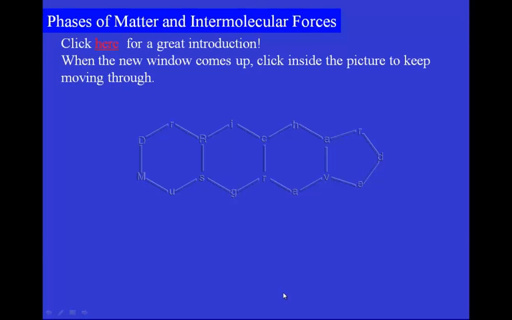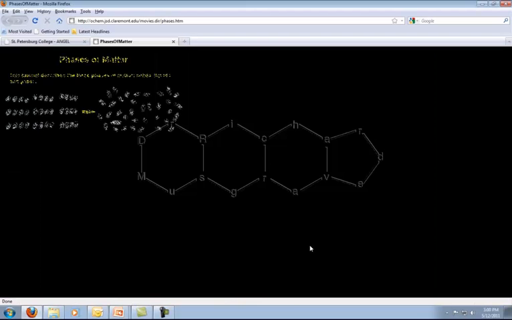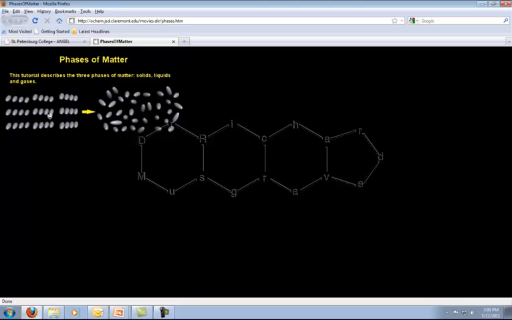This mini lecture is about phases of matter and intermolecular forces. Now I'm going to click here for an introduction, and we can see that this will show us what phases of matter will look like.